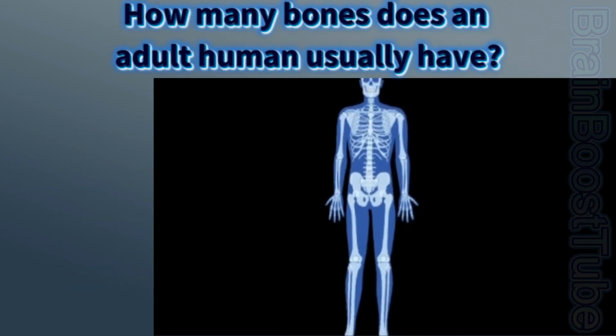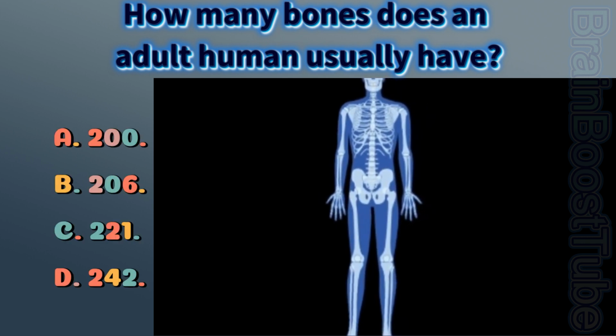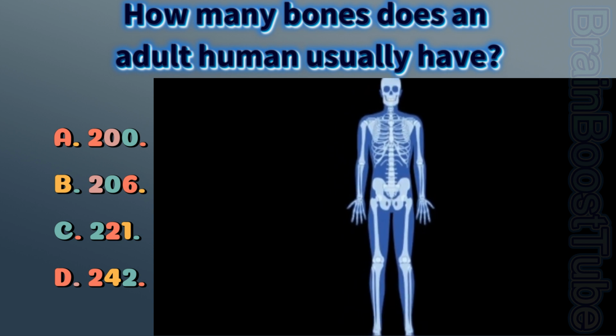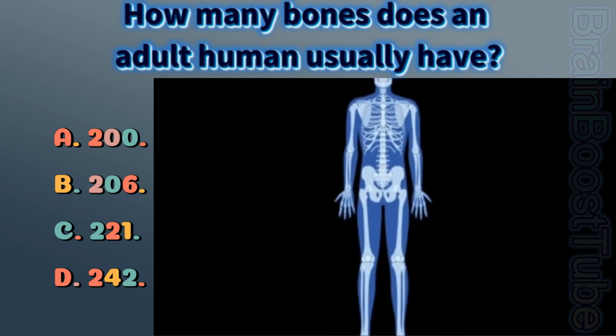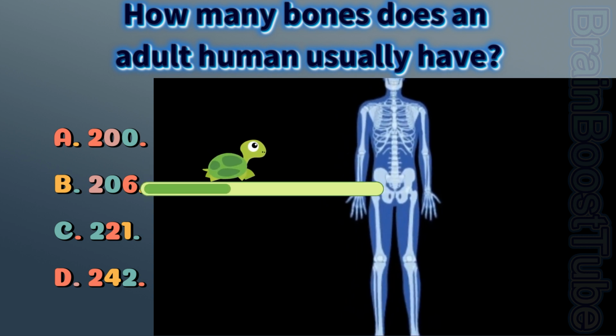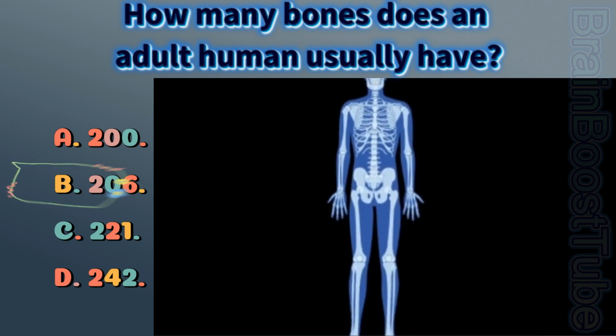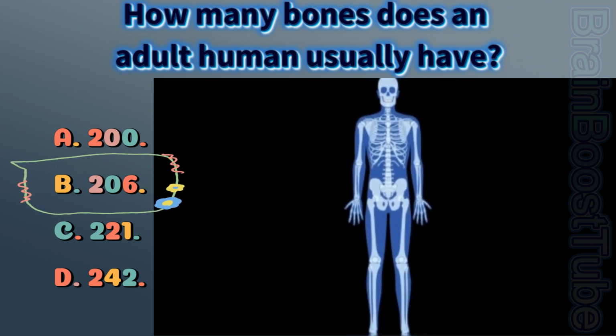How many bones does an adult human usually have? A. 200. B. 206. C. 221. D. 242. Correct answer is B. 206.